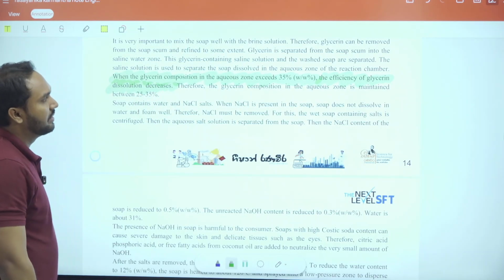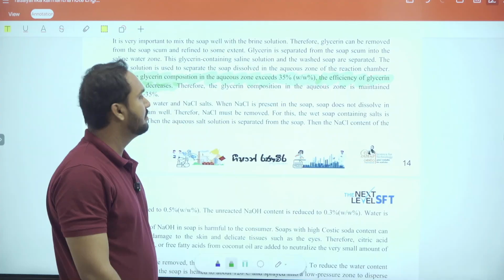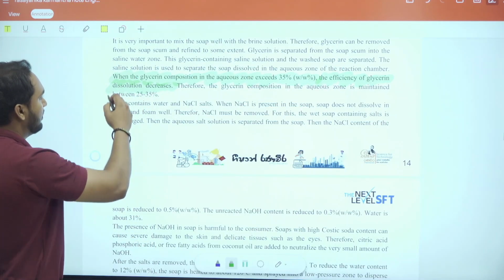Decreases. Therefore the glycerin composition in the aqueous zone is maintained between 25 to 35.